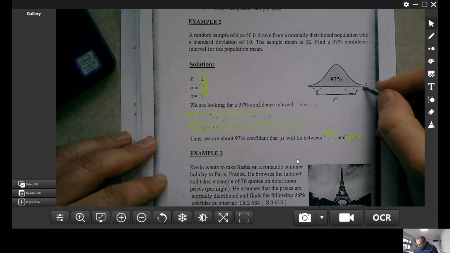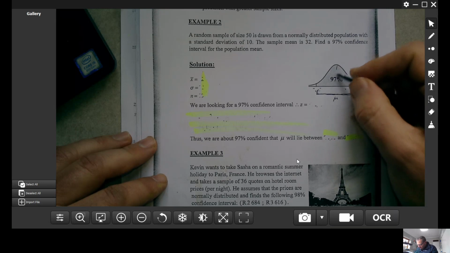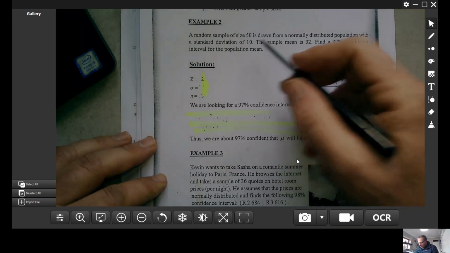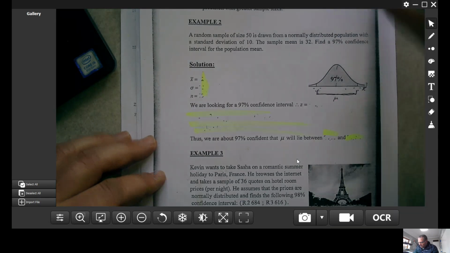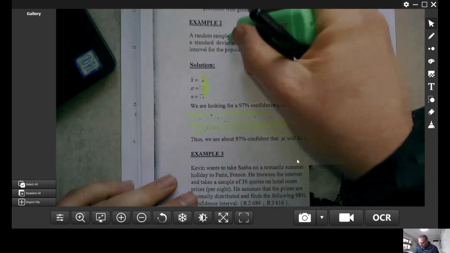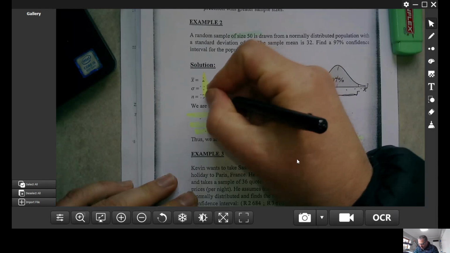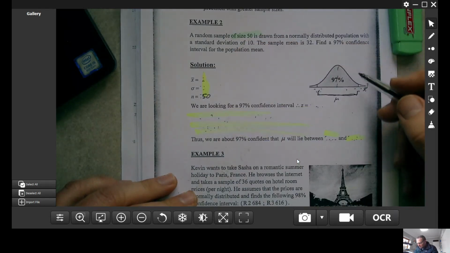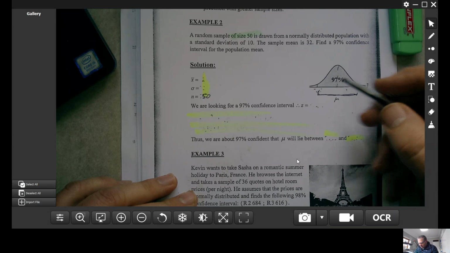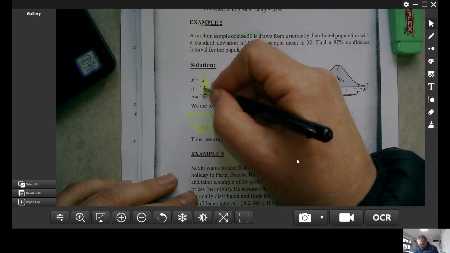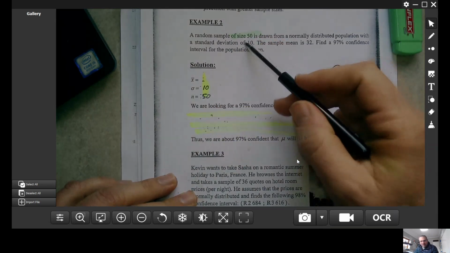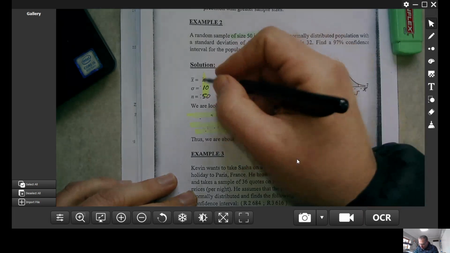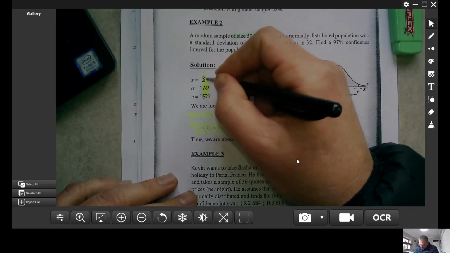We're looking at a distribution of means. A random sample of size 50 is drawn, so n is equal to 50. It's normally distributed with a standard deviation of 10, so the standard deviation is equal to 10. Always be careful if that's the variance; remember, you find the square root of it. And the sample mean, x bar, is 32.